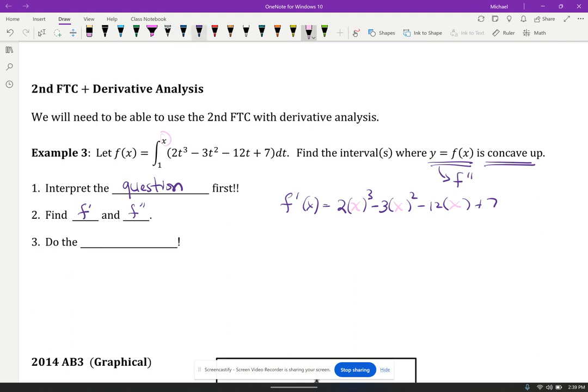I didn't even feel like I took the derivative. I'm supposed to multiply by the derivative of the inside, but the derivative of the inside is just 1. So knowing that, can we find the second derivative? Well, sure, the second derivative is just going to be the derivative of this polynomial, which would be 6x squared minus 6x minus 12. Great.